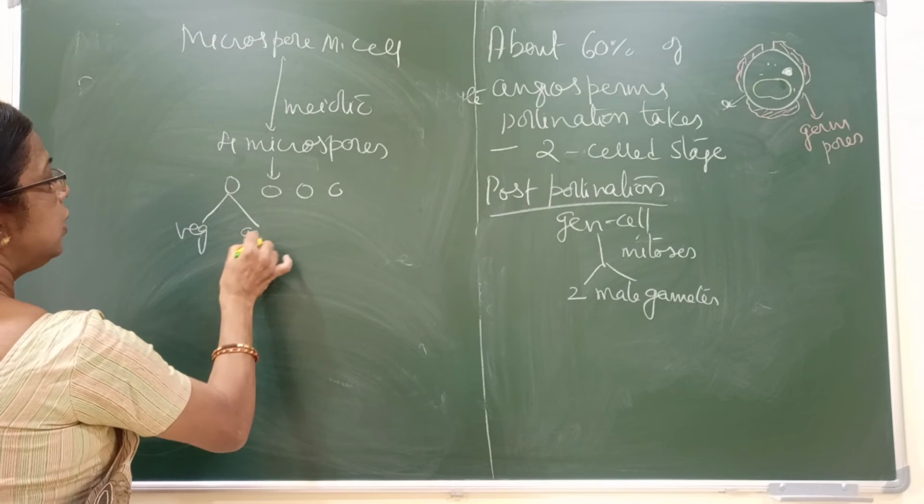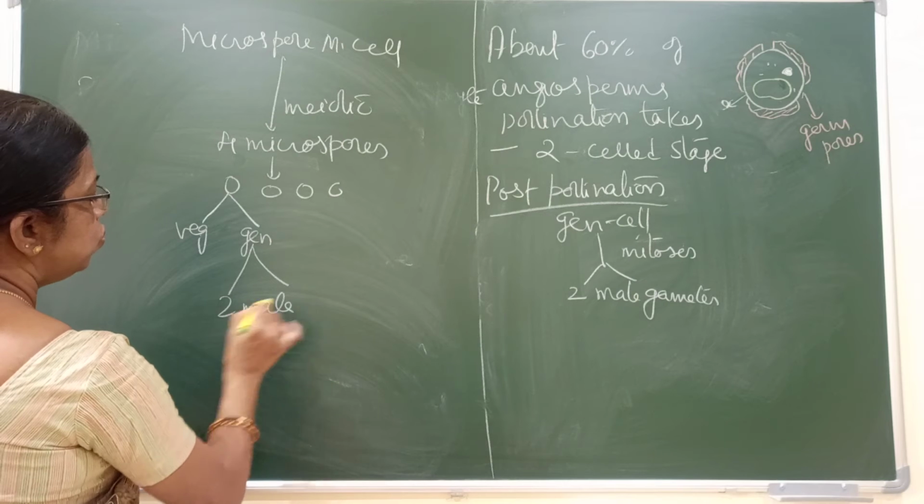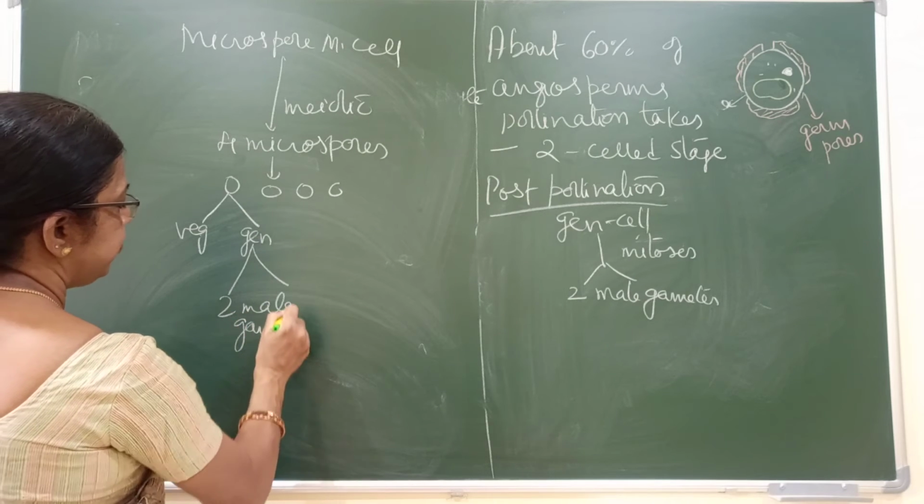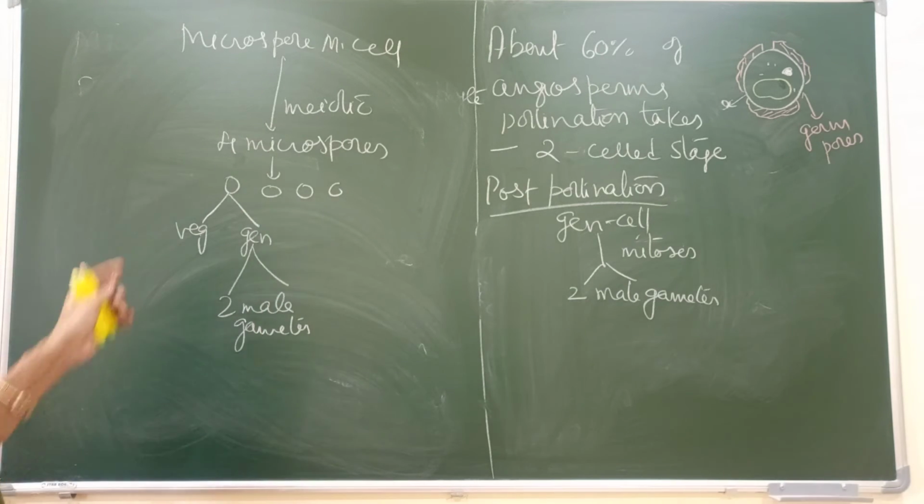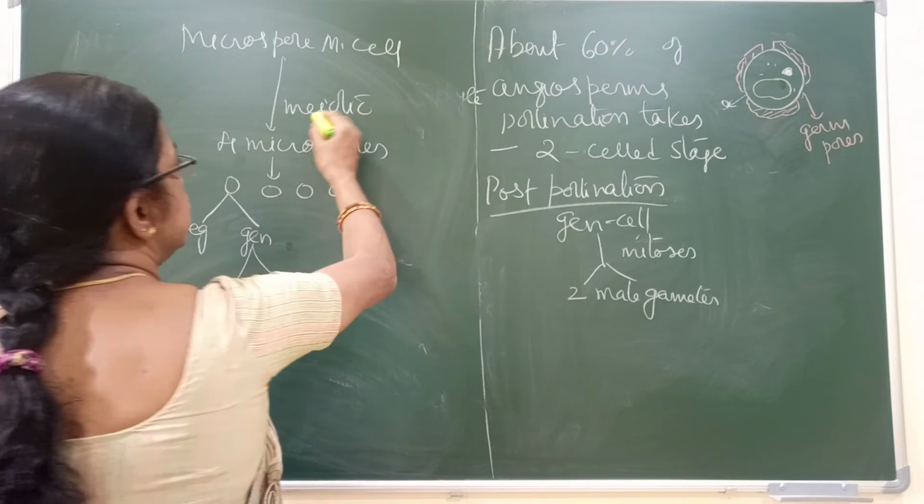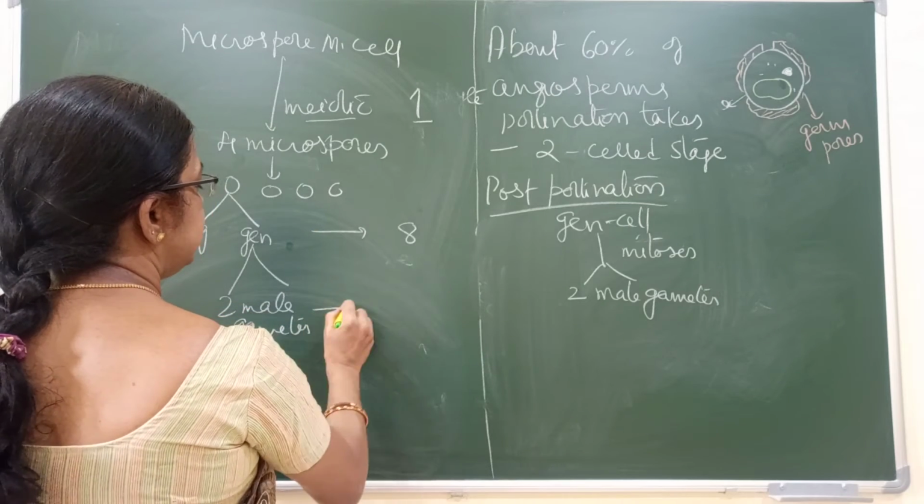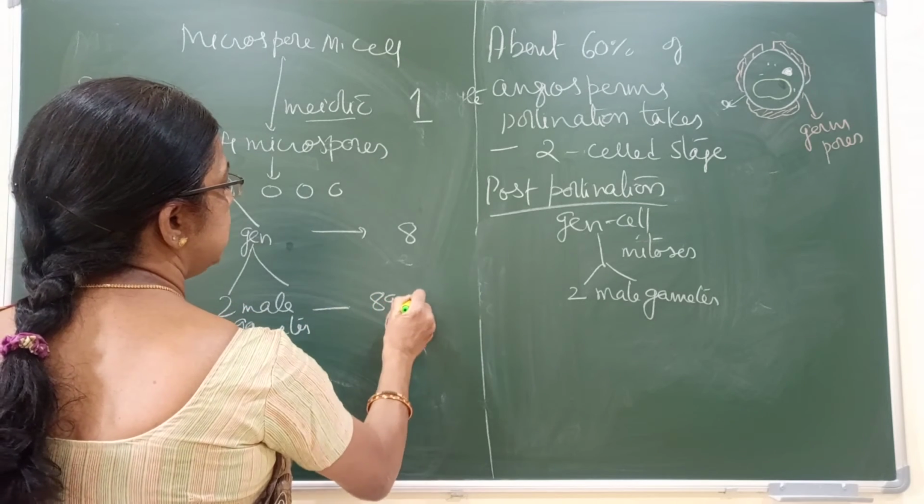These four microspores will develop into four pollen grains, and each one will undergo two mitotic divisions. First mitotic division: vegetative and generative cell. Second mitotic division: two male gametes are formed. So altogether we find one meiotic and a total of 8 mitotic divisions. Finally, 8 gametes are formed.